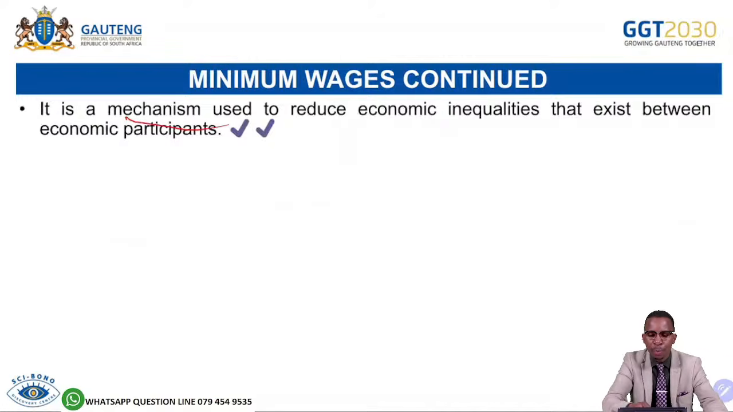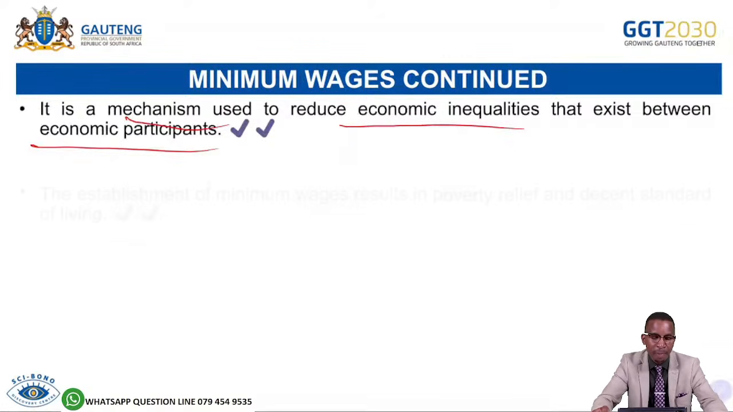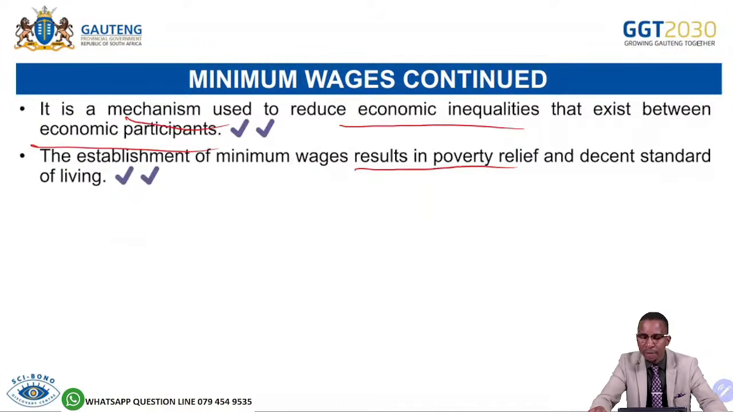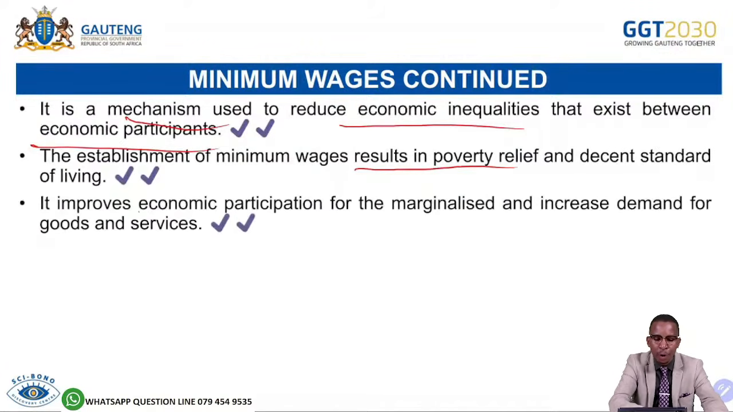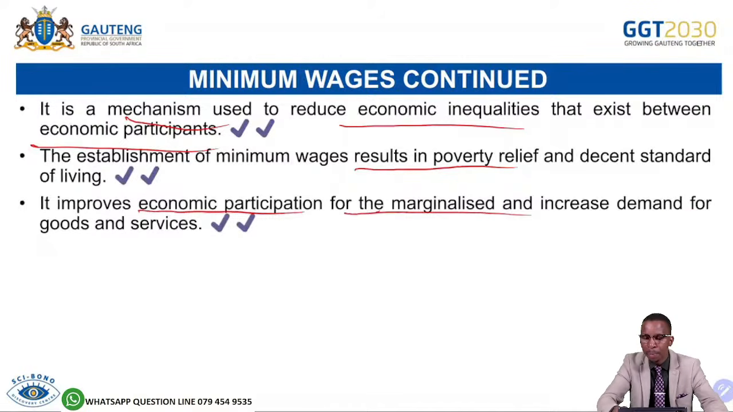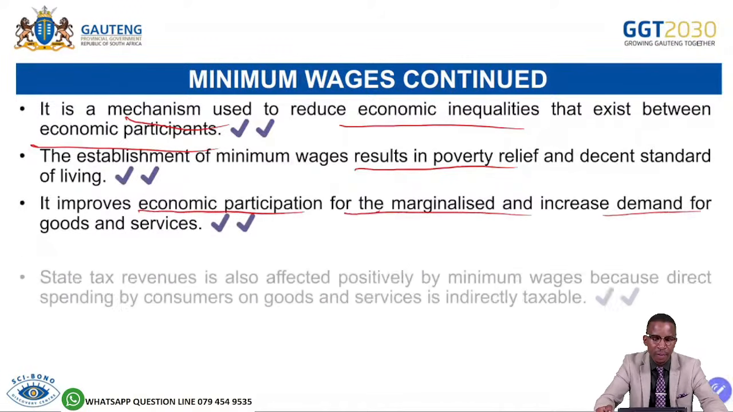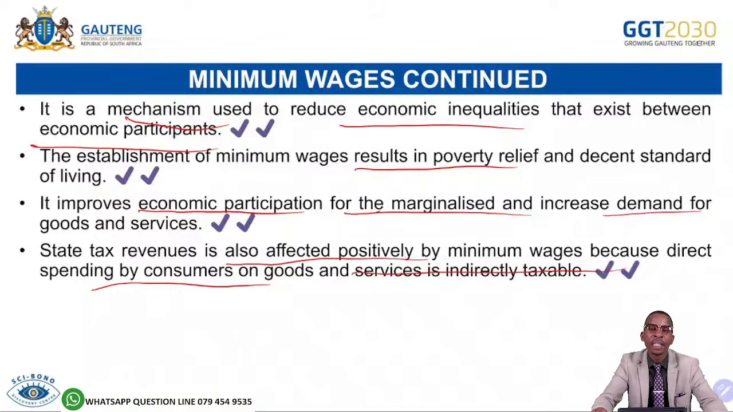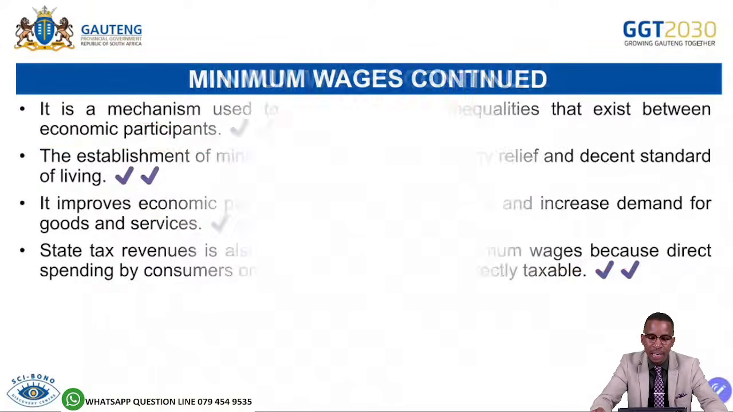And then we continue with the minimum wage. It is a mechanism used to reduce economic inequalities that exist between economic participants. The establishment of a minimum wage also results in poverty relief and improved living standards for people. It improves economic participation of marginalized people and increases demand for goods and services. State tax revenues are also affected positively by minimum wage, because direct spending by consumers on goods and services is also taxable, which can increase the state revenues.